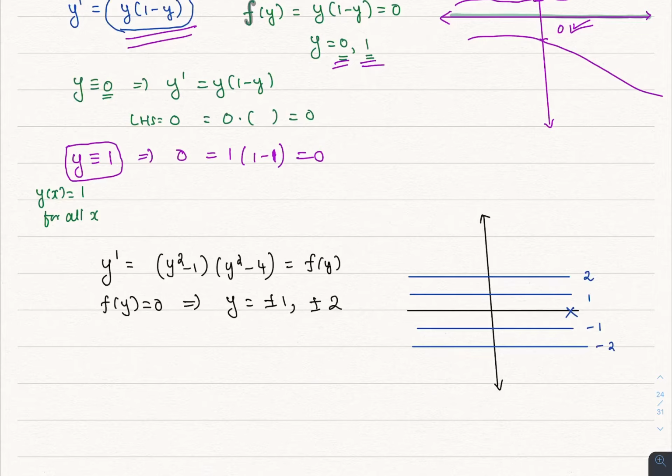They're all solutions. Another observation is if a solution starts here, it's going to be stuck in here. If a solution starts in here, it's going to be stuck in here. If a solution starts in here, it's going to be stuck in here. A solution that starts here is going to be stuck in there.